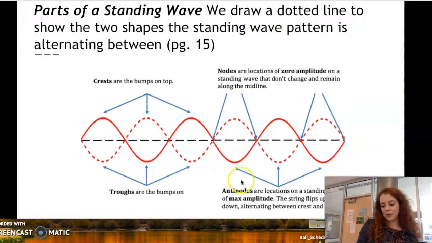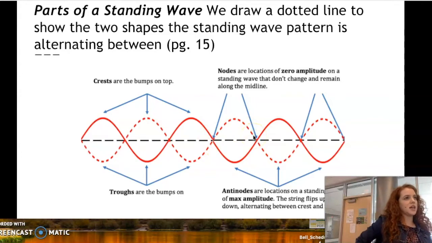Okay, so let's label. Most of this is labeled already for you on page 15, but the crests are still the same, the troughs are still the same. The nodes are places with 0 amplitude. So I always remember it by thinking node means none or nada or nothing. So nodes mean no amplitude.